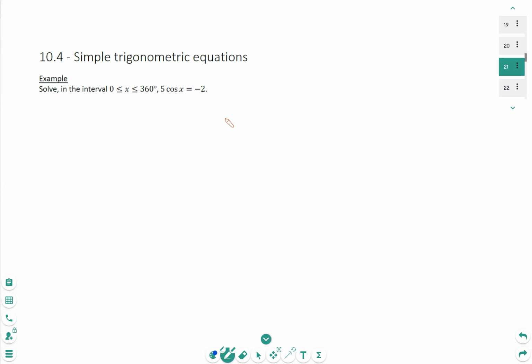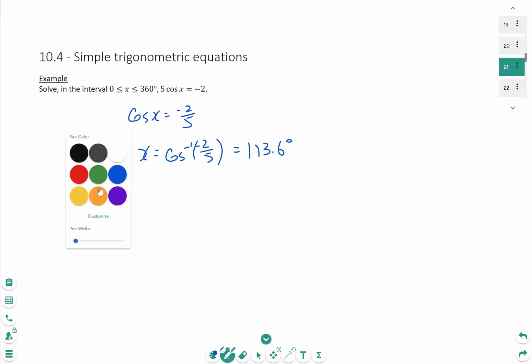So to do this, quite simple. We just have to divide by 5 over. So cos x equals negative 2/5. Okay, and do the same thing. So x equals inverse cos of negative 2/5. If you put it in a calculator, inverse cos of negative 2/5 is 103.6 degrees. So as soon as we inverse cos, what should we do?